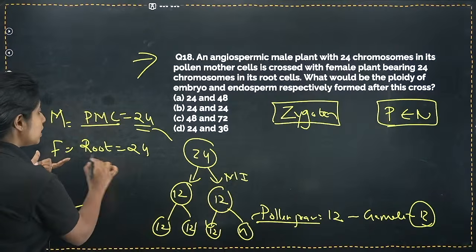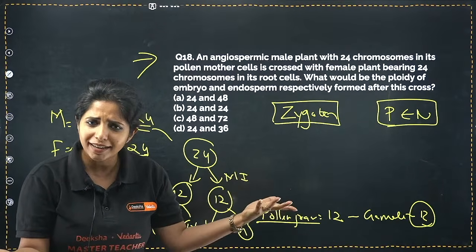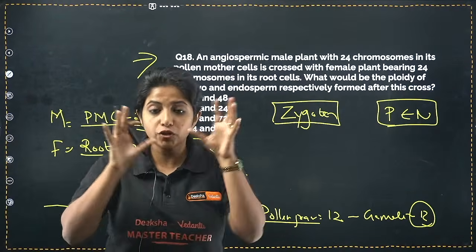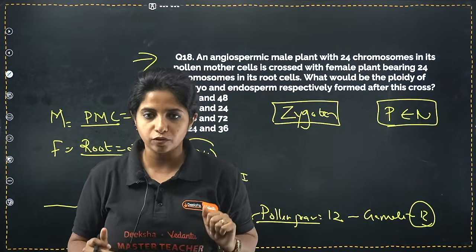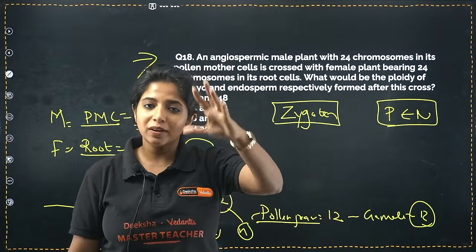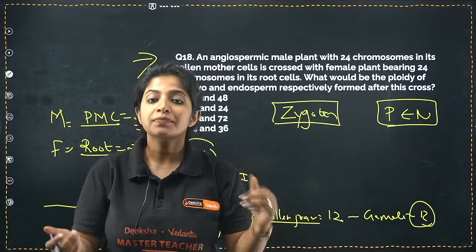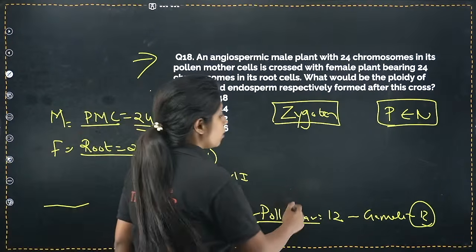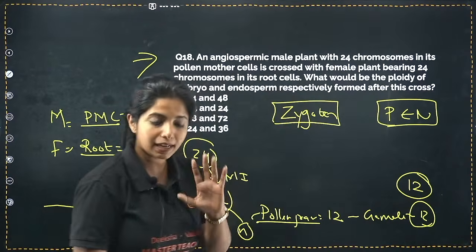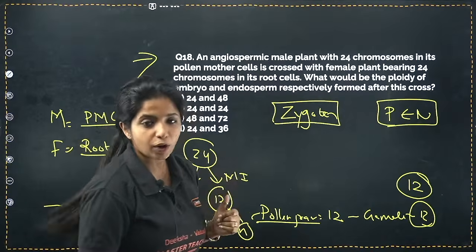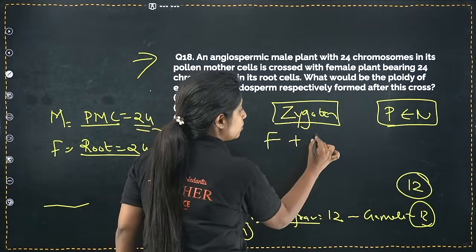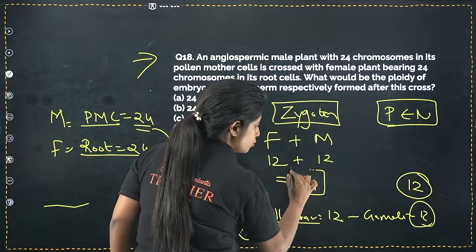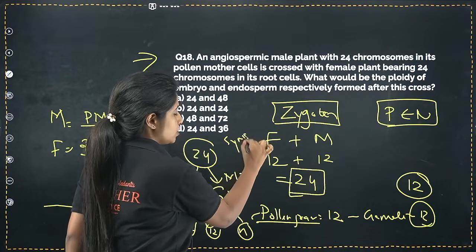Agreed? Done. Now when you talk about the female part, the root cell has 24. The root cell is a normal cell. All the normal cells in this particular female body have 24 chromosomes. That means the megaspore mother cell will also have 24 chromosomes only, because it's also a normal cell. This megaspore mother cell undergoes division. At the end of it, you get the female gamete, which will also have 12 chromosomes. Now how is the zygote formed? The zygote is formed when the female and the male gamete come together. So here 12, here 12. 12 plus 12 is equal to 24 chromosomes, right? This is known as syngamy.